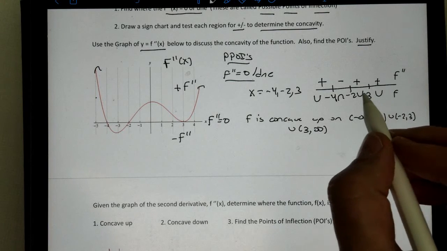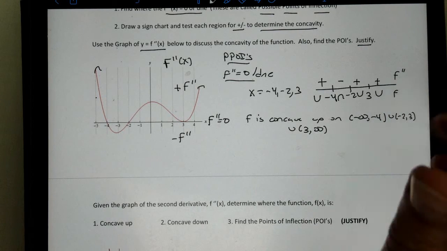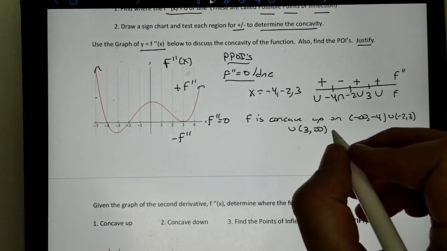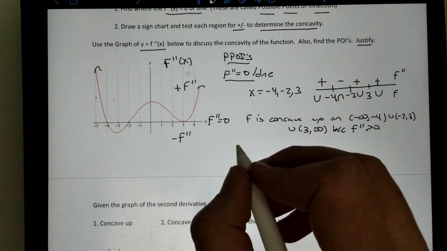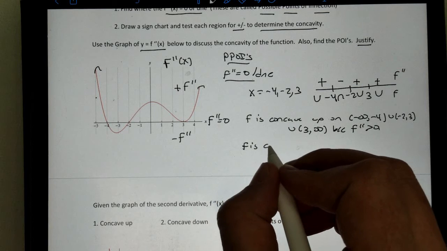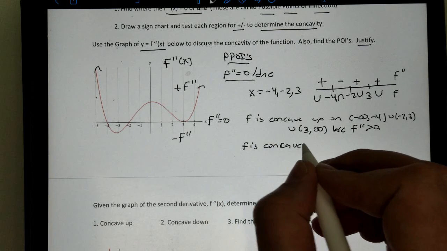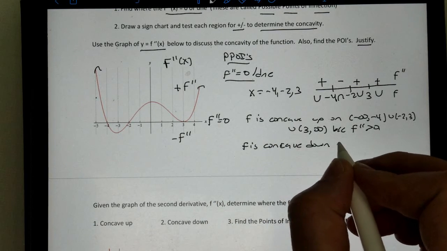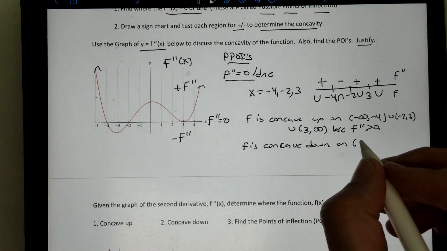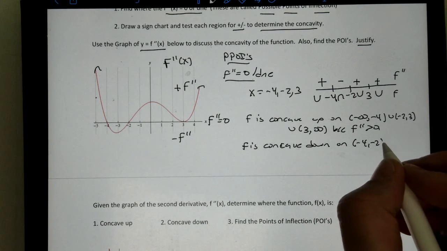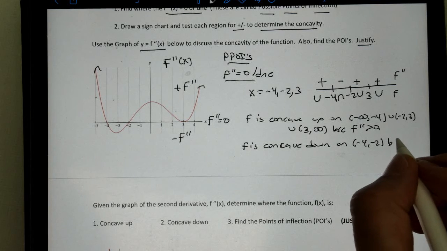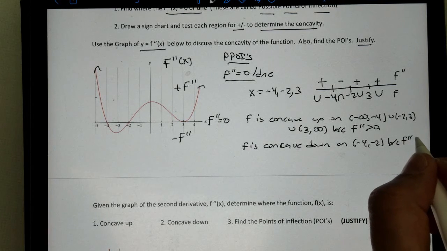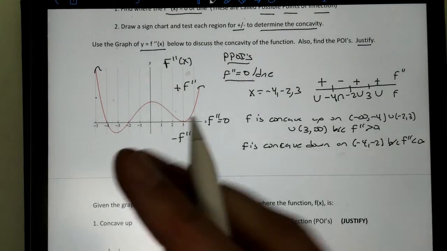Remember, we want to break it up. Remember, always use soft brackets. They're the easiest way to use. Because the second derivative is positive. We can say f is concave down on the domain negative 4 to negative 2, and I think that's it. And that is because the second derivative is less than 0, just like the first derivative test.